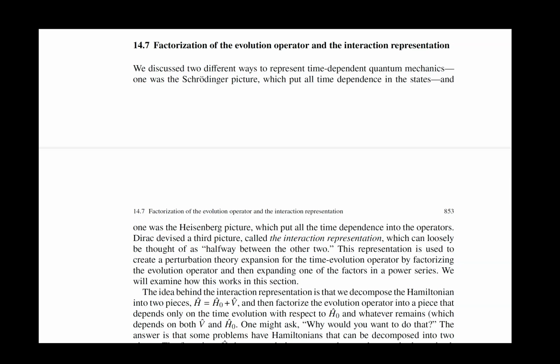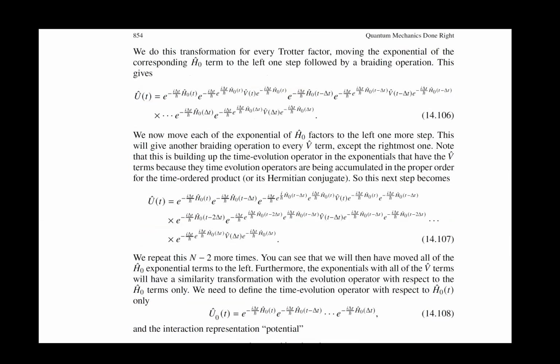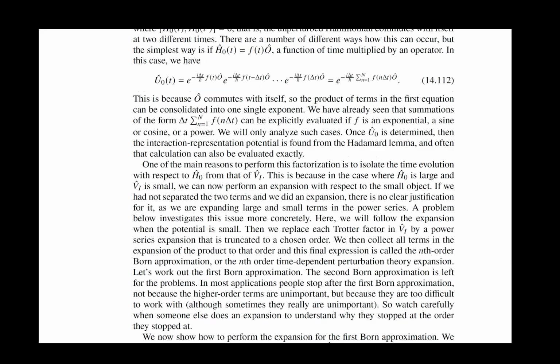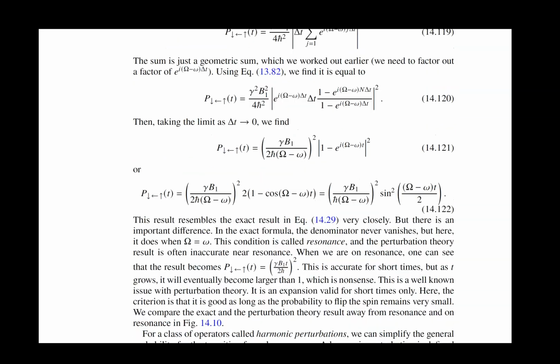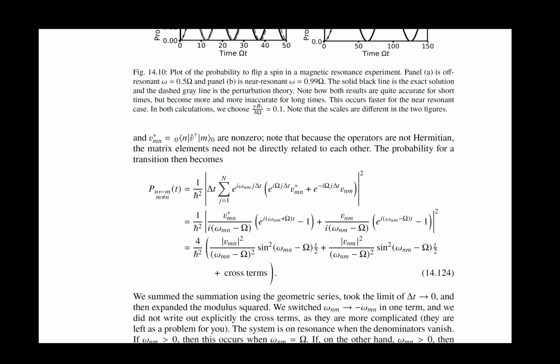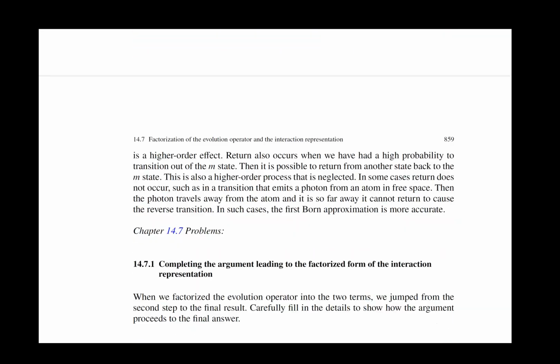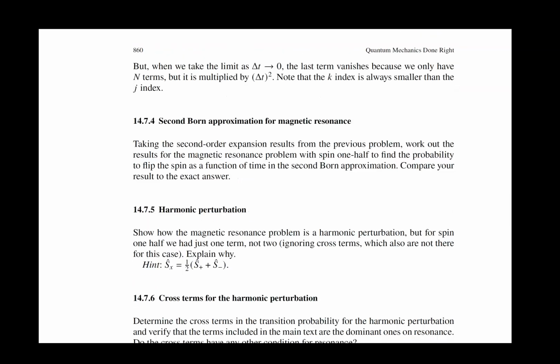We then look at how you can factorize the evolution operator. That's essentially what the interaction representation is. This factorization is actually a very simple thing to do. Sometimes textbooks make a big deal about the interaction representation. It's really a pretty simple concept. Once you have the interaction representation, you can then do an expansion of one of your factors in a power series, and that's what perturbation theory is. So we look at that expansion as well, because we'll be using that in the next chapter when we talk about the Landau-Zener problem.